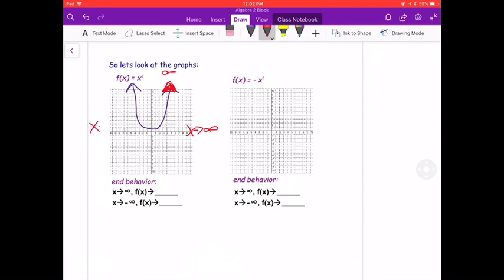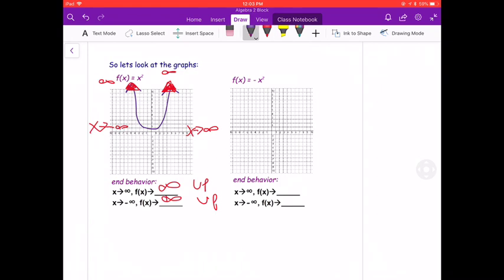And the same works on this side. If the function is approaching negative infinity on the left, or as you approach negative infinity on the x, your function is also approaching infinity. So for a quadratic equation, again, as x approaches infinity, the function approaches infinity. As it approaches negative infinity on the x, your function is approaching infinity. Basically, they're both going up.